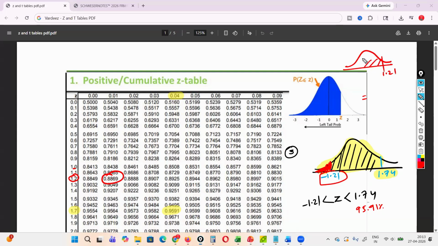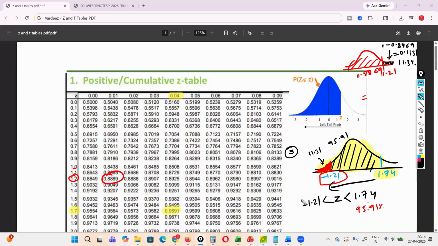The entire area to the left is 0.8869. But do we want to find this? No, we want to find this area, right? So what is going to be 1 minus 0.8869? If you just take that into the calculator, 1 minus that, it is coming out to be 0.1131. That means 11.31%. So if this area is 11.31%, this entire area is 95.91.